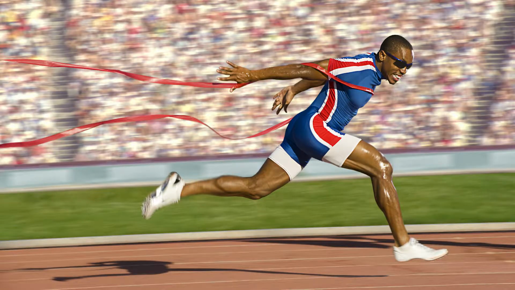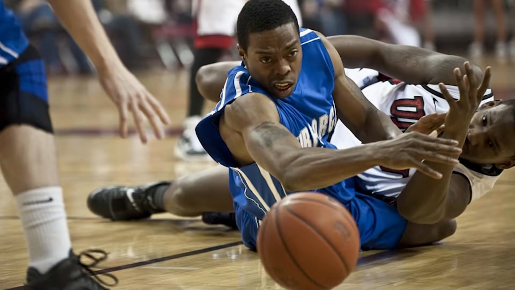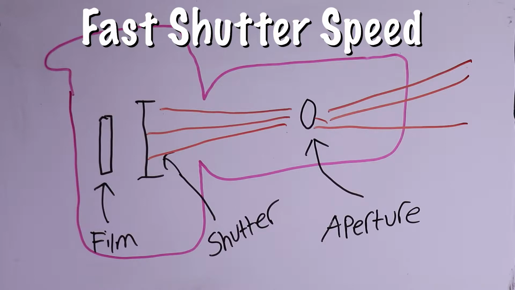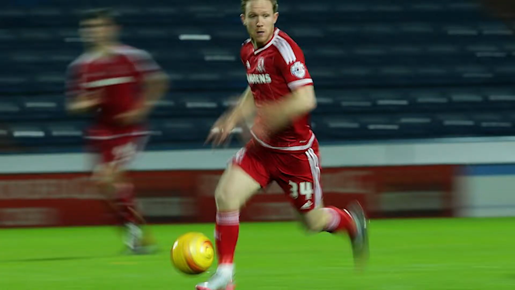Everything will look like it's frozen in time. Great for shooting sports or anything with a lot of fast movement. But you do have to remember, the faster your shutter speed, the less amount of time that your film or sensor will be exposed to light, meaning you need to change your ISO and aperture to adjust for that. The slower you make your shutter speed, the more blurry all the moving objects will look.